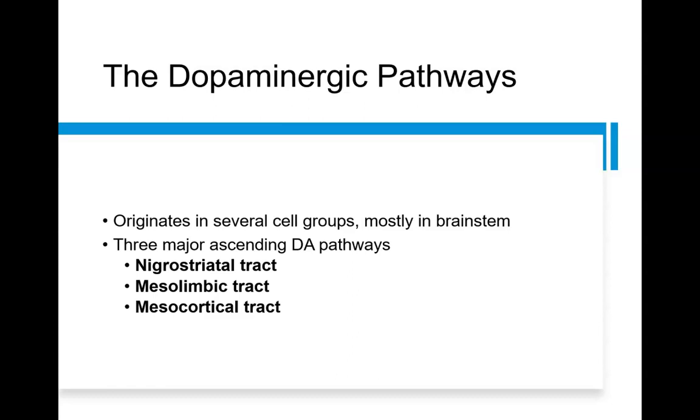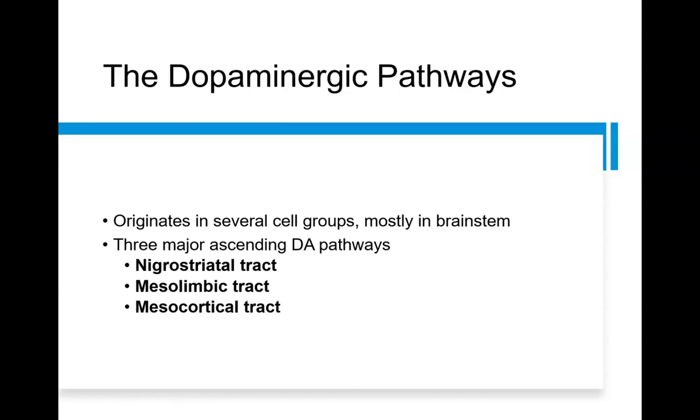So the dopaminergic pathways, we have 4, but I'm going to talk about 3 major ones that are critical for humans. The dopaminergic pathways originate in several different cell groups, either in the brainstem, typically in the pons, as well as in areas like the ventral tegmental area of the midbrain. And we have 3 major ascending dopaminergic pathways. We have the nigrostriatal tract, the mesolimbic tract, and the mesocortical tract.